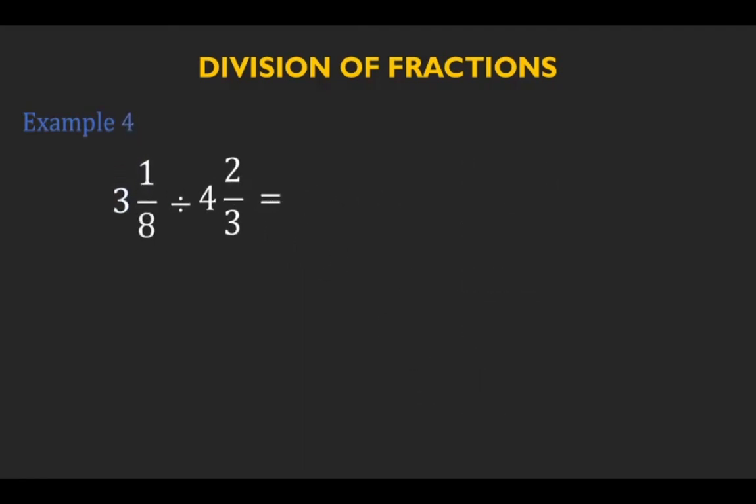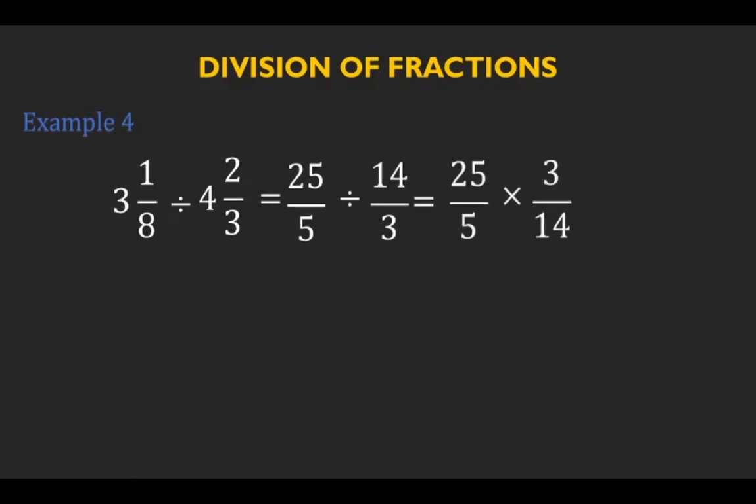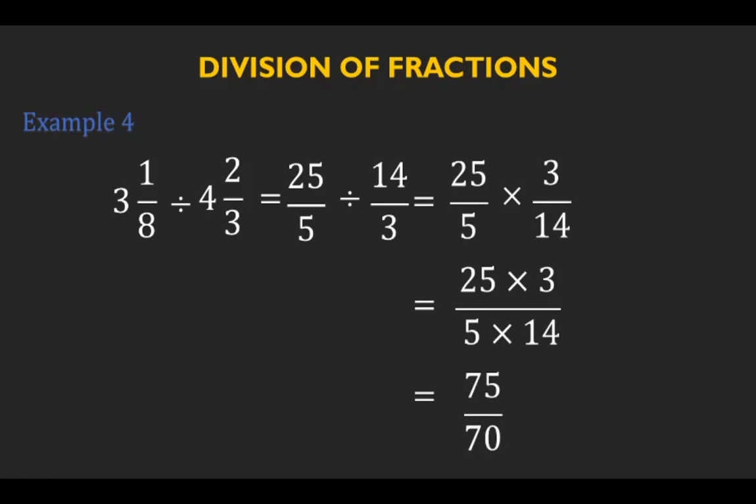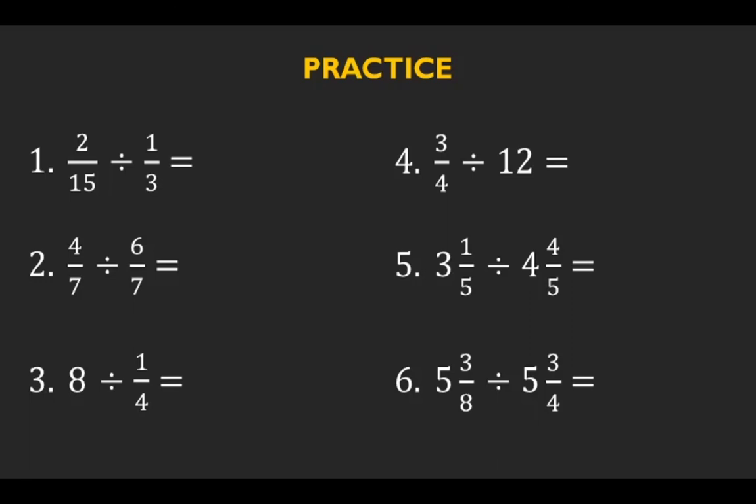Example number 4, we divide a mixed fraction by a mixed fraction. We first change them into improper fractions, then change the second fraction to its reciprocal, then multiply. Change it to mixed fraction. Now your turn. Divide the following fractions. Pause the video to answer, then play it again to see the answers.